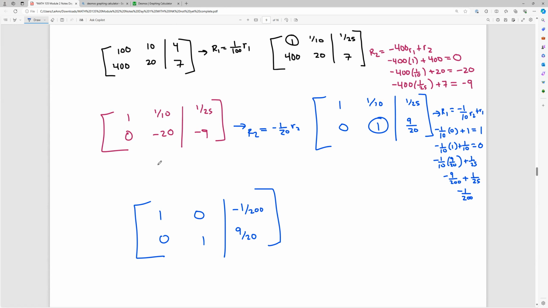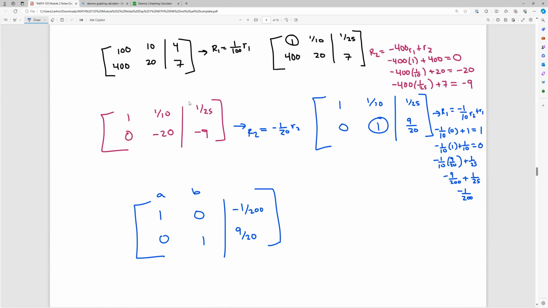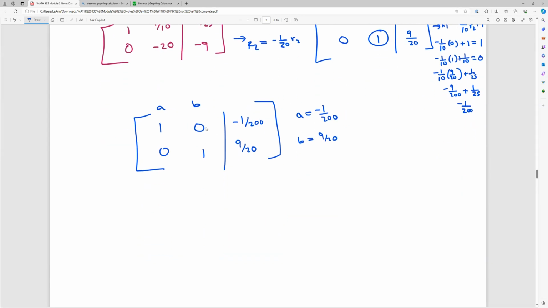So remember, we were just solving for A and B because we already knew what C was from having that y-intercept given to us. So this, remember, is column A. This is column B. So here's my A. Here's my B. And then if I wanted to write this quadratic as it's supposed to be, remember, ax squared plus bx plus c. We know c is 30. We know a now is negative 1 over 200 for the x squared. B is 9 over 20, x, and then c was 30. So this is just plugging a, b, and c back in to get the equation for that quadratic.